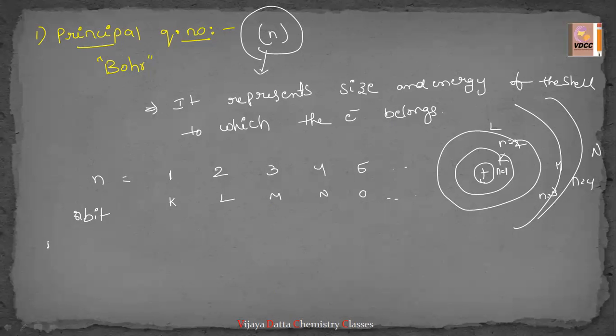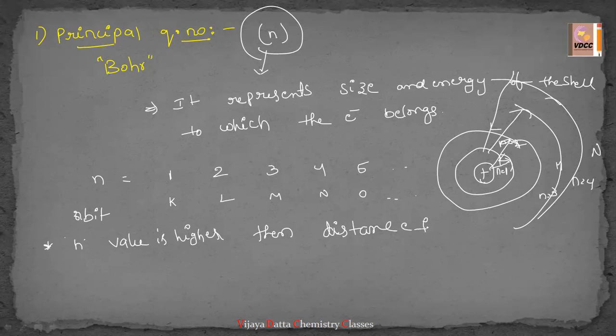And also here, a very important point in the principal quantum number is that when the n value is higher, then automatically the distance from the nucleus increases. See here, n equals 1, the first shell is nearer to the nucleus, the second shell is a little bit far, the third shell is a little bit far, the fourth shell is a little bit far. So when the n value is higher, the distance from the nucleus also increases.